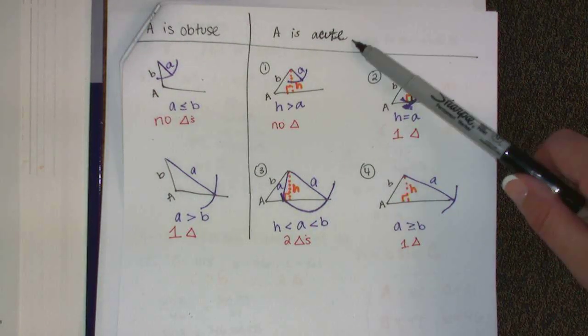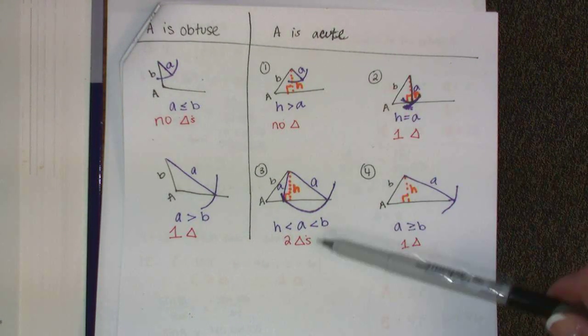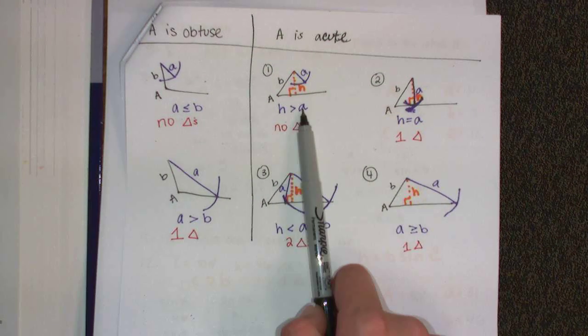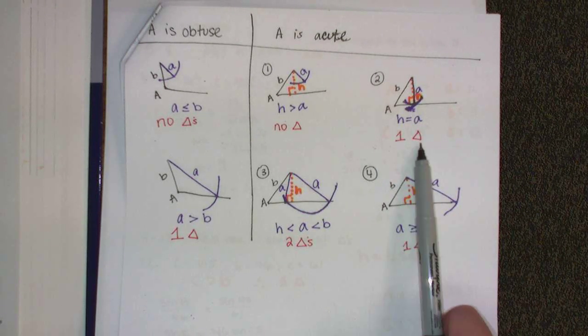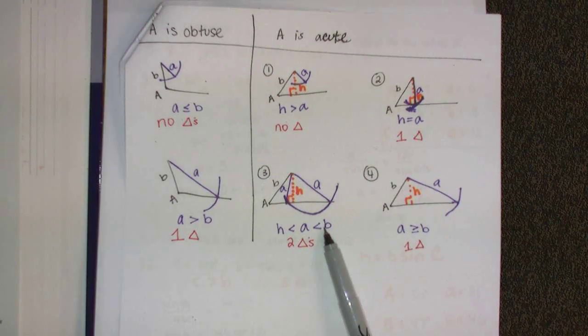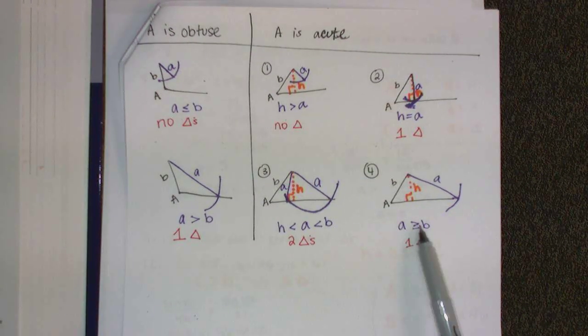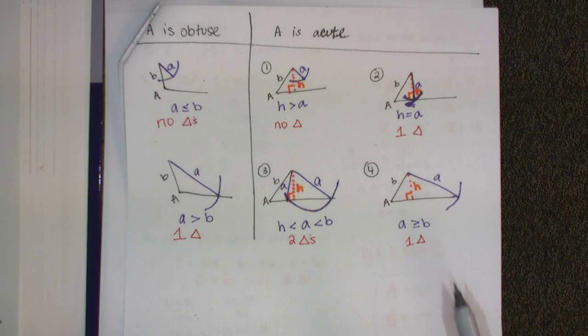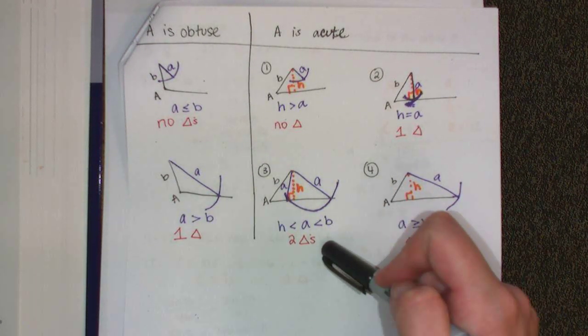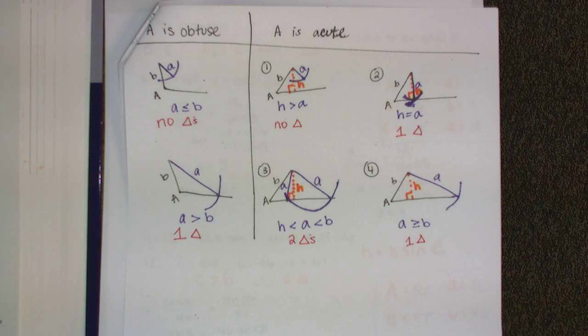And then we had the case when A is acute, and we had four options here. So here we have no triangle when h is greater than A. When h is equal to A, we have one triangle. When h is less than A, less than B, there's two triangles. And lastly, when A is greater than or equal to B, we have one triangle. And remember, obviously, we know that h is like B sine of A, okay? But if the letters change, that may not be the case. So you need to understand the principle of it rather than specifically the letters.